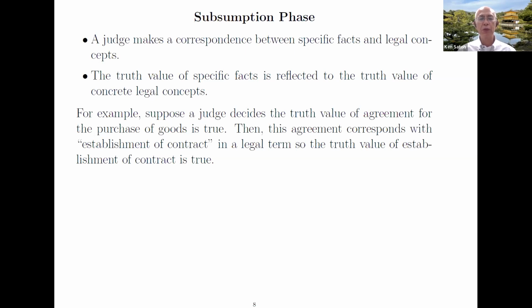For example, suppose a judge decides the truth value of the agreement for the purchase of goods is true. Then this agreement corresponds with the establishment of a contract in legal terms. So the truth value of the established contract is true in this case. If the agreement for the purchase of goods is undefined, then the establishment of the contract is also undefined. So it is three-valued.